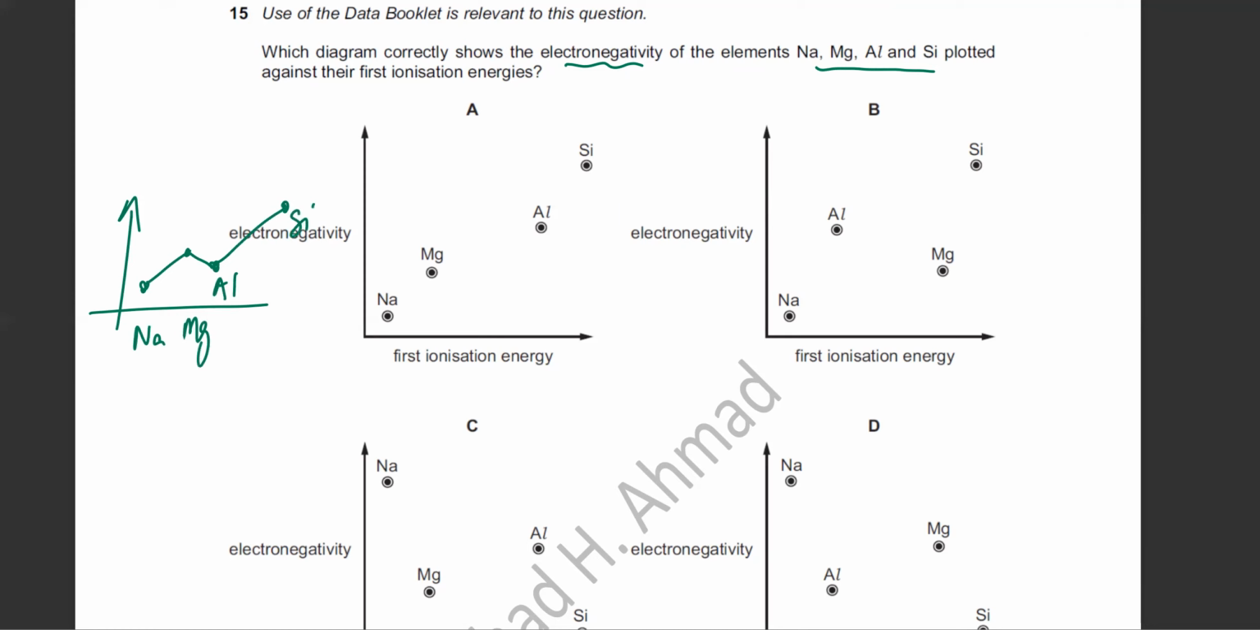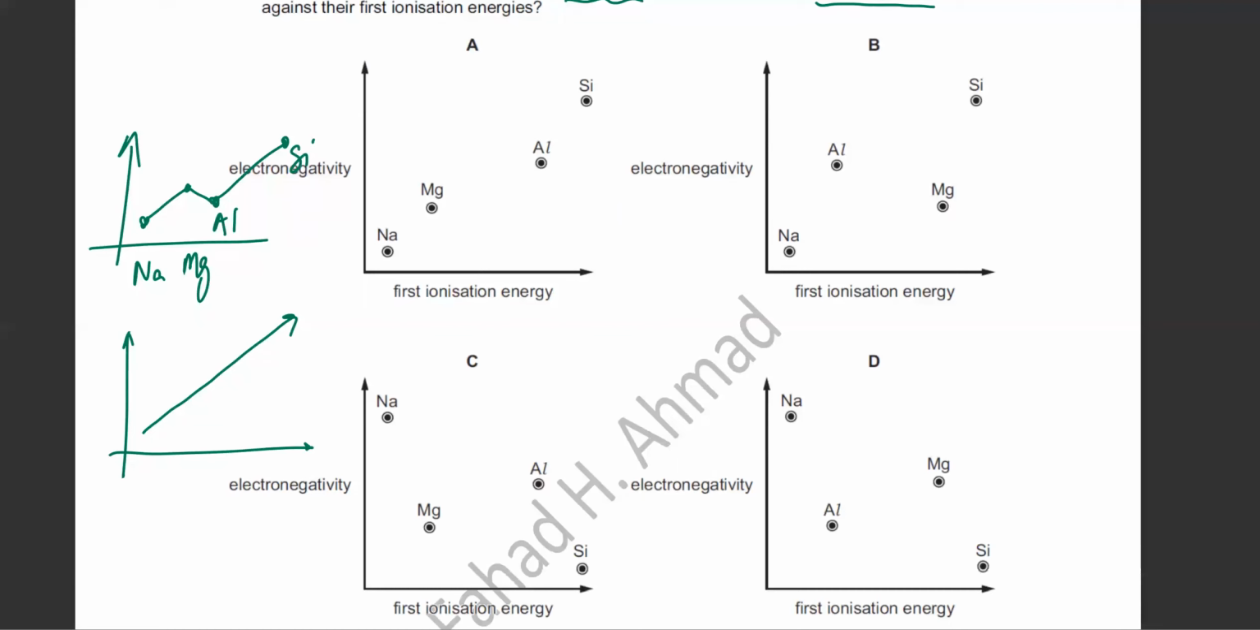And what happens to the electronegativity? Although we haven't studied this in this class, electronegativity increases to the right. When you move to the right, the atoms have a greater tendency to gain electrons. So which graph do you think has both axes correctly plotted? This one is first ionization energy. This one is electronegativity.